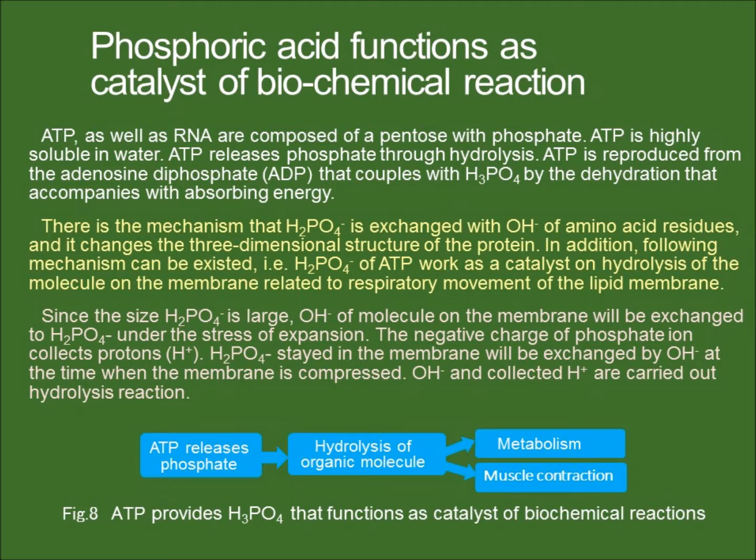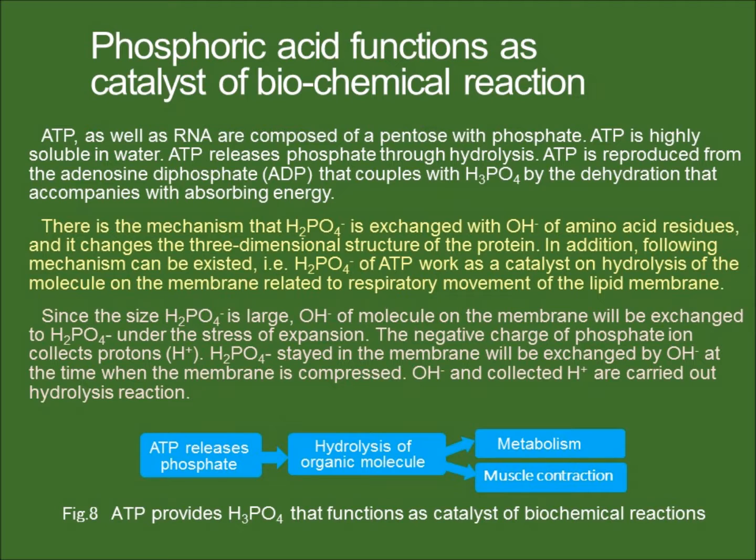Adenosine triphosphate, as well as ribonucleic acid and phospholipid membrane, are composed of a pentose with phosphate. Adenosine triphosphate releases phosphate through hydrolysis. Adenosine triphosphate is reproduced from adenosine diphosphate that couples with H3PO4 by dehydration that accompanies absorbing energy. There is a mechanism in which H2PO4 is exchanged with OH of amino acid residues, and it changes the three-dimensional structure of the protein. In addition, the following mechanism can exist.